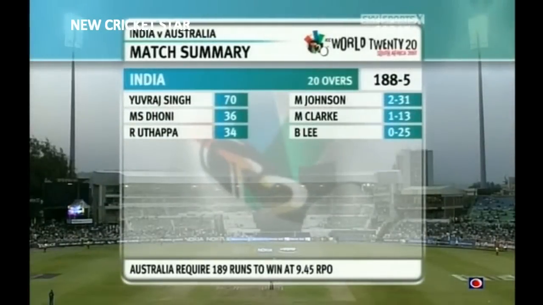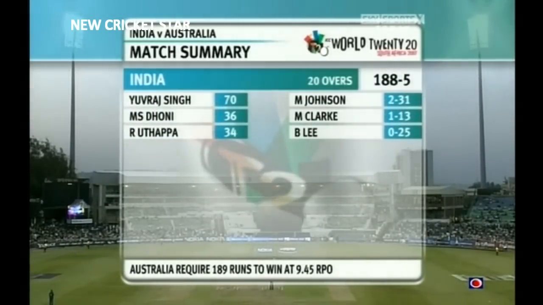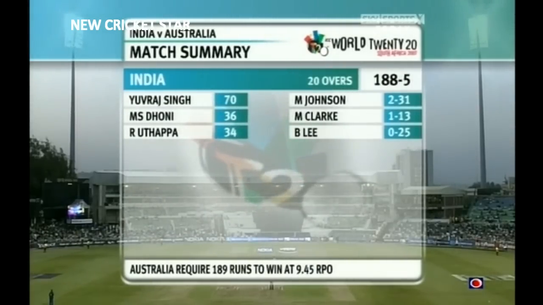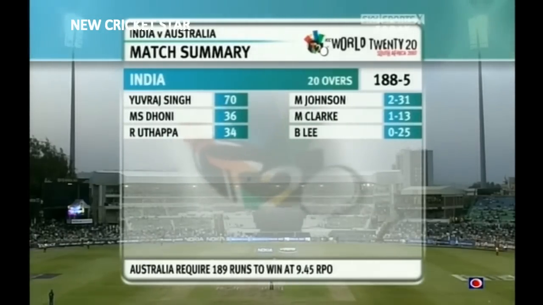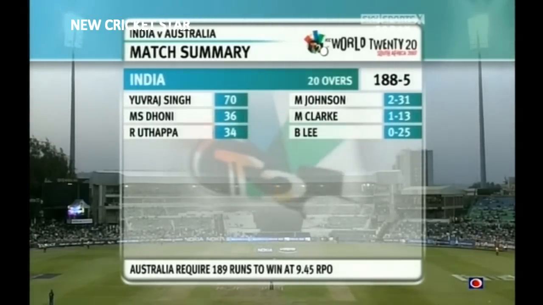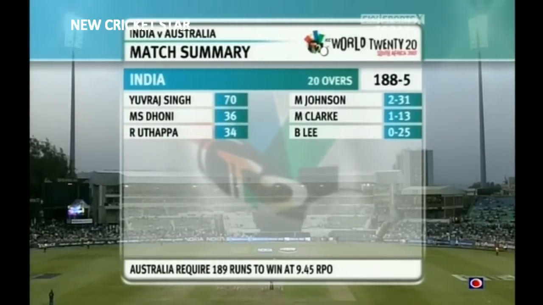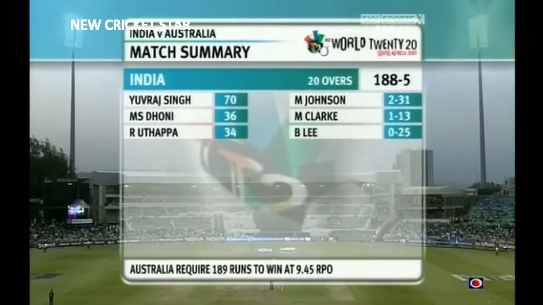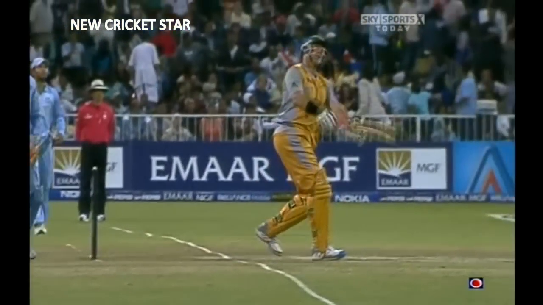Well, that was fabulous entertainment from the Indian batsmen. Mahendra Singh Dhoni, the captain, 36 from 18 deliveries. But wow, Yuvraj yet again, 70 from 30 balls, 5 fours and 5 sixes. 10 sixes in that innings in total, 188 for 5. Mitchell Johnson, the pick of the Australian bowlers, 2 for 31. So Australia, under lights, 189 to win. A tough ask. However, we'll show you their run chase after the break. It was real entertainment.